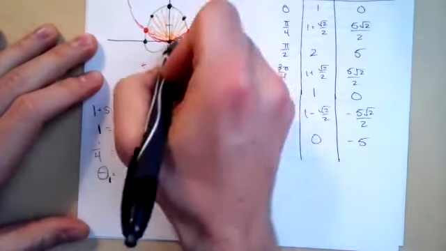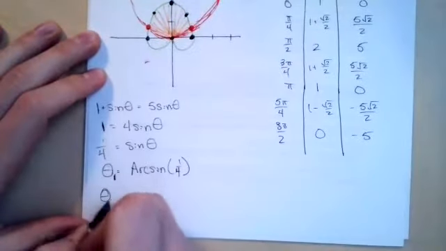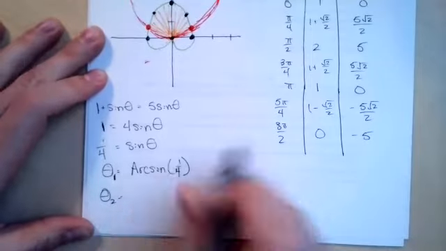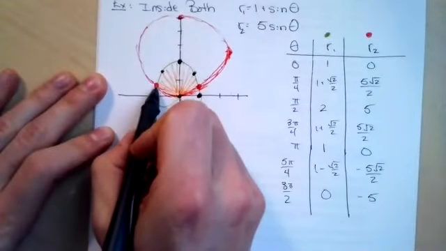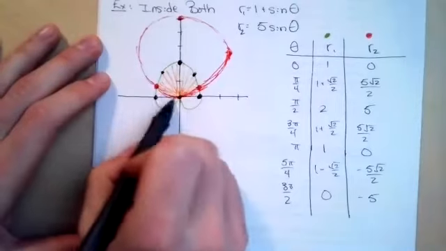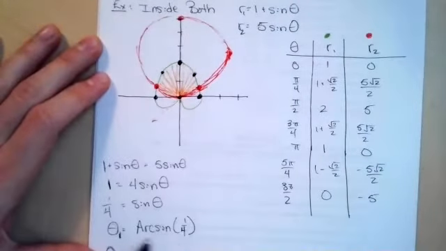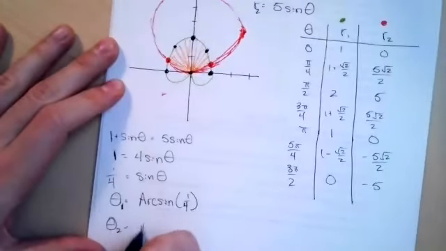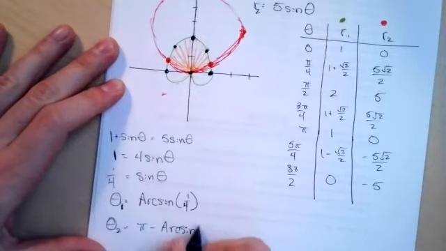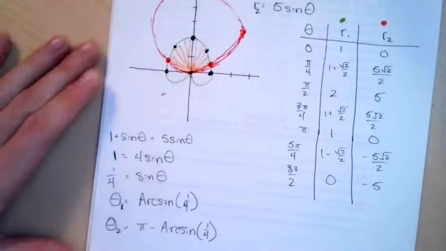Arc sine of 1/4 is going to give us that angle. What is theta 2 going to be? So we need that same angle over here by symmetry, and it's going to be in the second quadrant. So pi minus arc sine of 1/4.